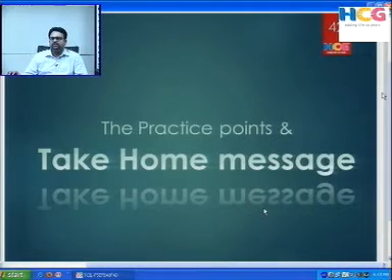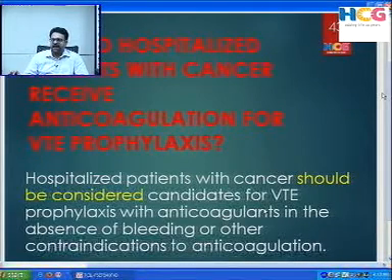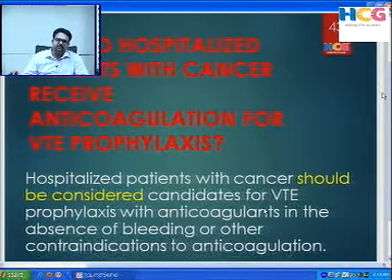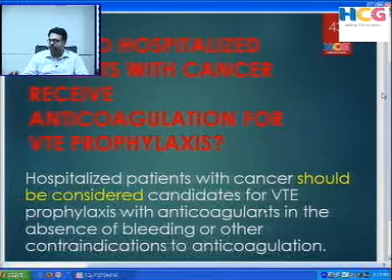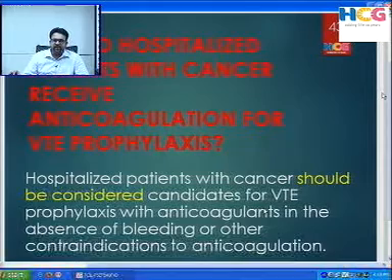So what are the practice point and take home message? So should the hospitalized patient with cancer receive an anticoagulation for venous thromboembolism prophylaxis? The answer is a big yes. The hospitalized patient with cancer should be considered candidate for the venous thromboembolism prophylaxis with anticoagulant in the absence of bleeding or other contraindication to anticoagulation.